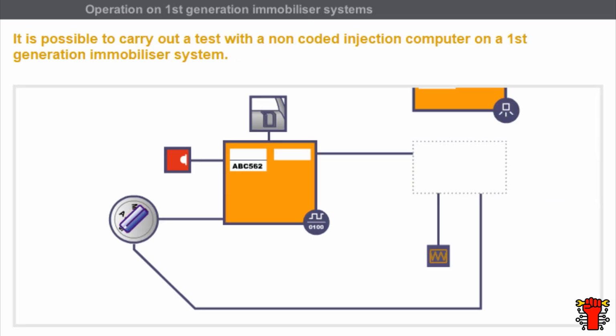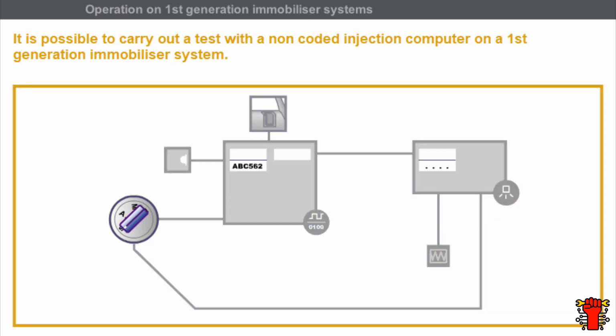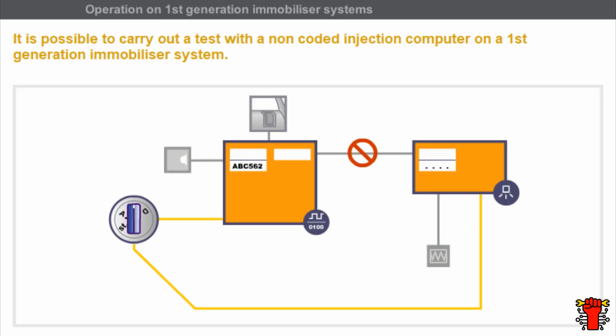We have installed a non-coded injection system as a spare part. If the immobilizer is active, no code is transmitted by the decoder to the injection system. Since the injection system memory is blank, the injection system computer is not expecting a code to unlock it, and so it is possible to start the engine.